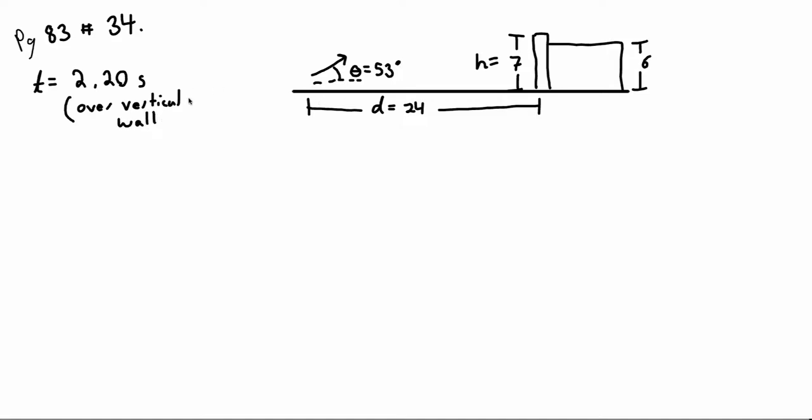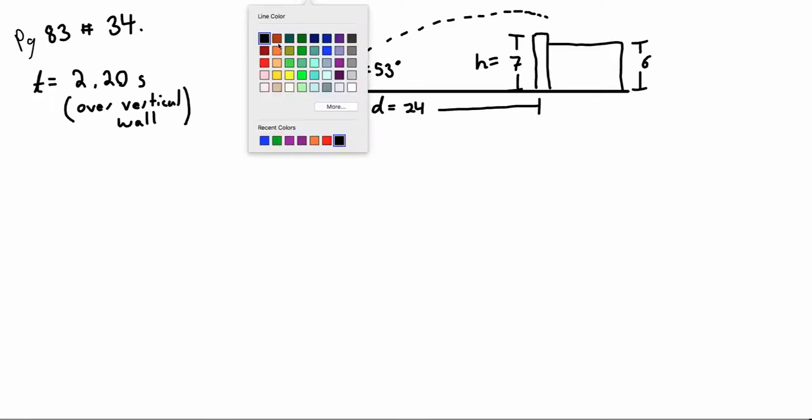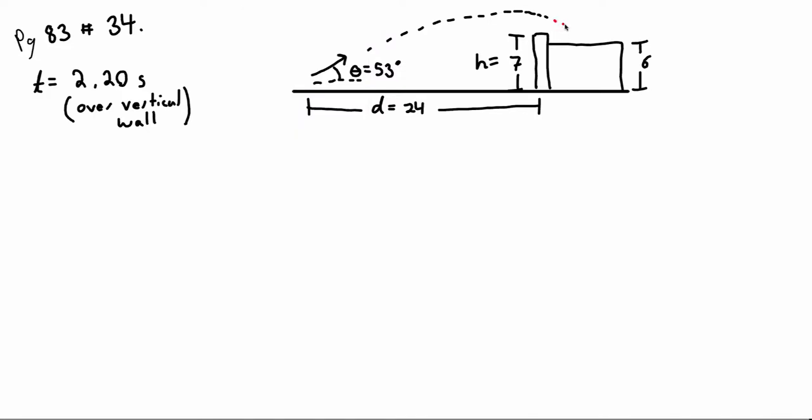Alright, so just so I can conceptualize this, the ball is going to clear that 1 meter path, and we don't know how much it's going to clear it by. That's going to be part of the problem. And it says that the 2.2 seconds is the time where it clears the 7 meter wall. So let's start in on the problem.